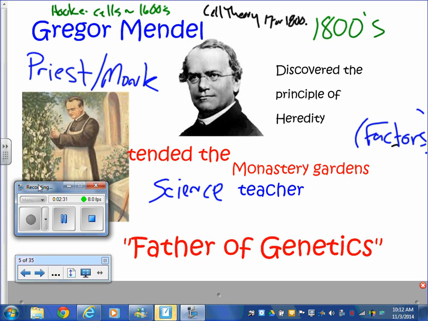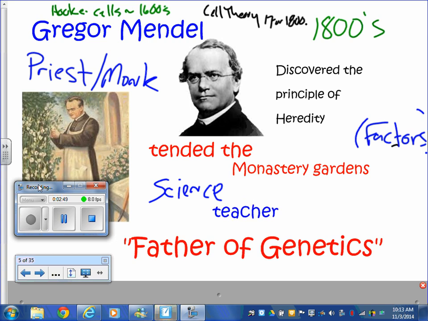So some things about discovery are related to circumstance. He did have a science background. He was a science teacher. He worked at a monastery. He was a priest, and he tended the monastery gardens. So this was his job. He taught, and he worked in the gardens. And because of this, he was very familiar with the plants. He saw them, and he had lots of data that he then collected from there.